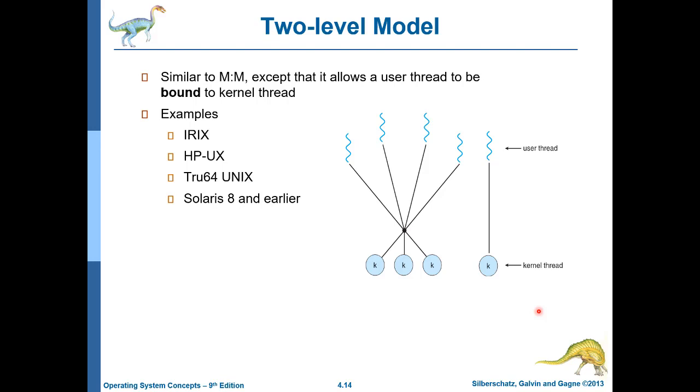Similarly, there is a two-level model. What do you see here? Can anyone explain to me what is here in the two-level model?